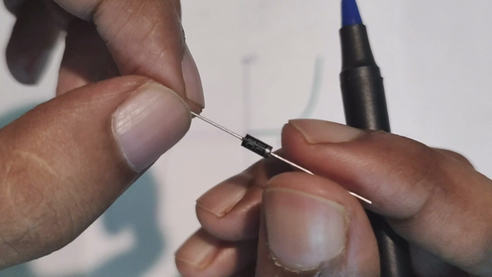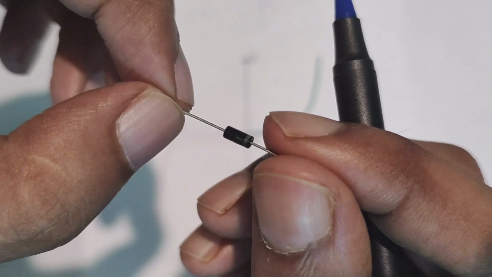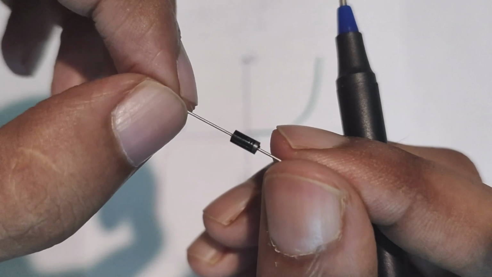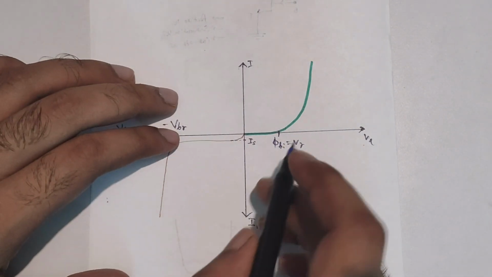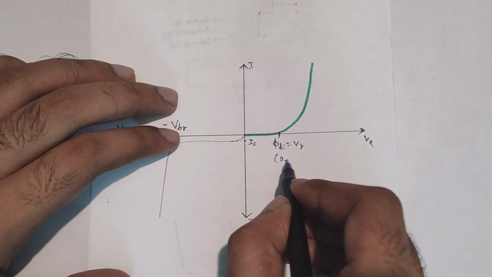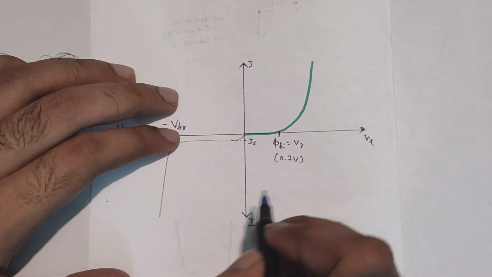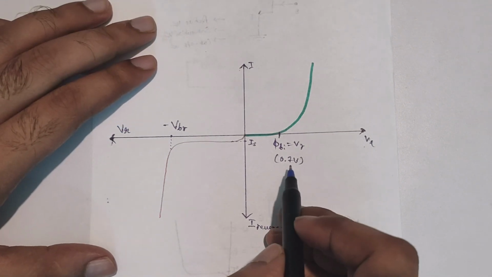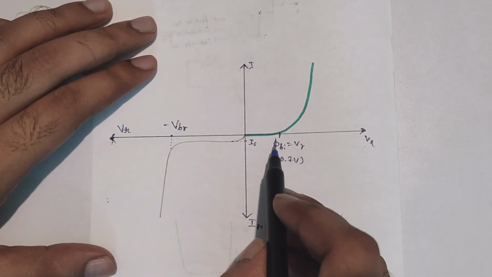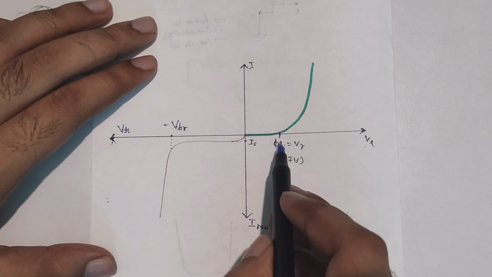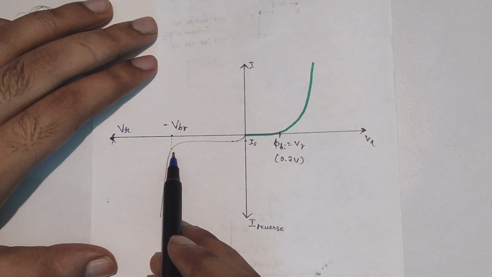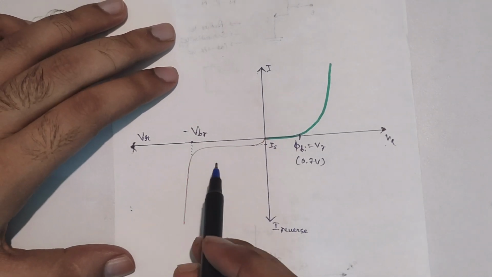This is the 1N4007 diode. This has a cut-in voltage of typically 0.7 volts. This is a silicon based diode. Silicon based diodes generally have a cut-in voltage of 0.7 volts, whereas germanium based diodes have a cut-in voltage of 0.3 volts. So we can see that it does not require a lot of voltage to make the diode forward bias. But in the reverse bias, what actually happens is very interesting.